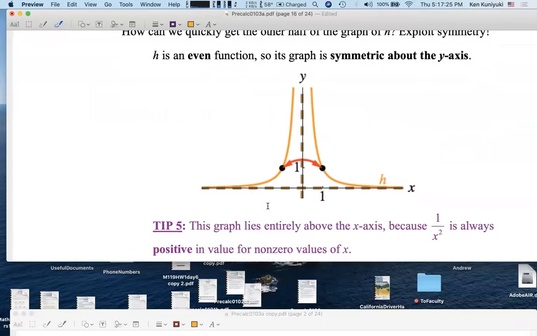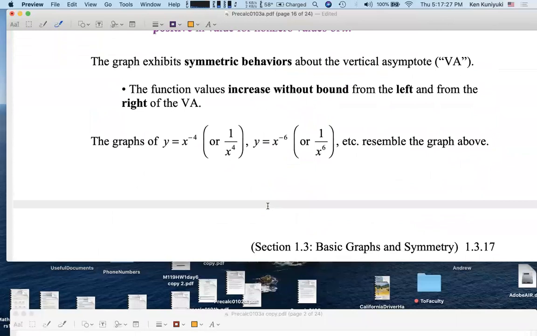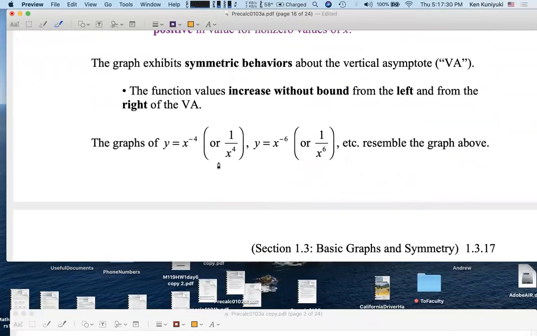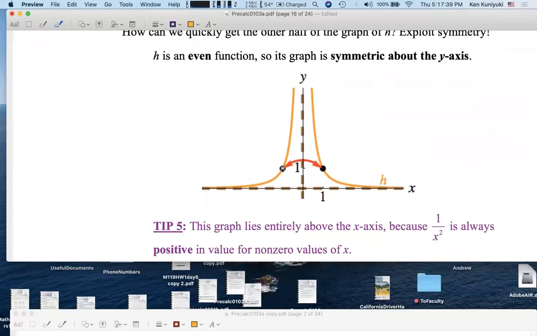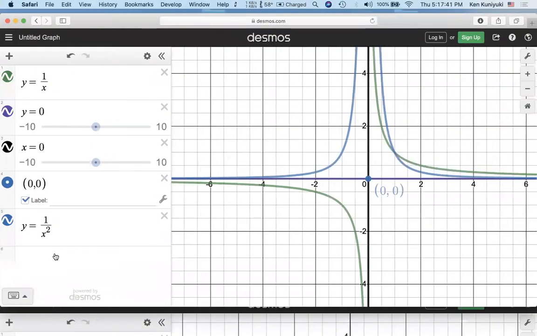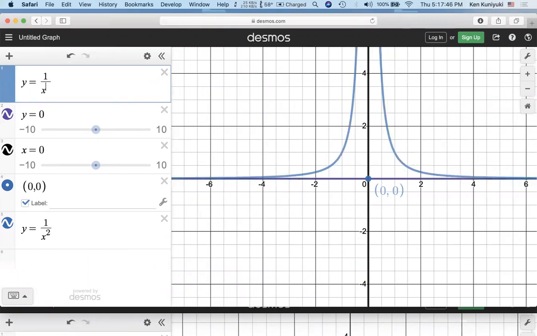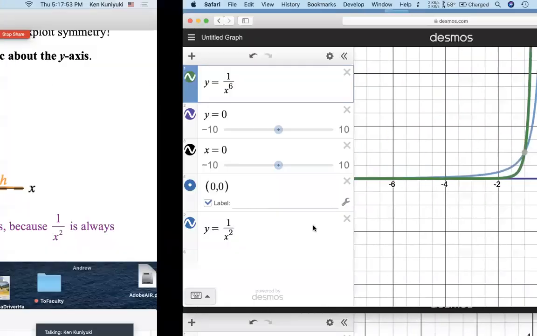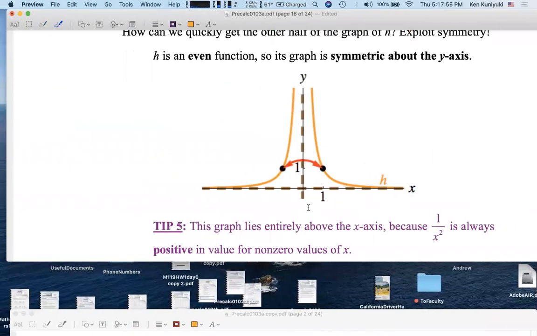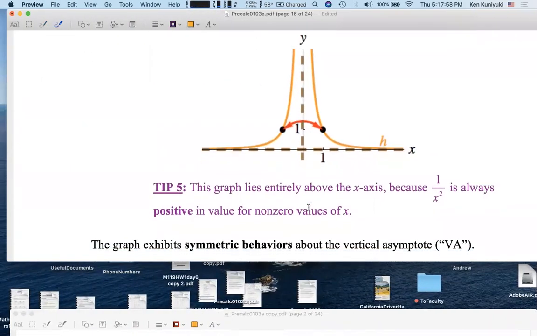Okay, here's y equals 1 over x squared. And then for other guys, y equals 1 over x to the fourth, or 1 over x to the sixth. That is x to the negative 4, x to the negative 6, and so forth. All right, you'll have similar graphs, quadrants 1 and 2. So if I have y equals 1 over x to the fourth, y equals 1 over x to the sixth, all right, flatter out here, steeper in here. Similar.